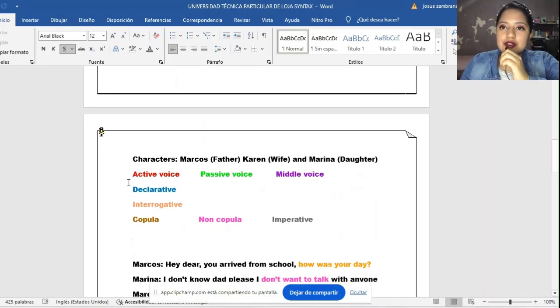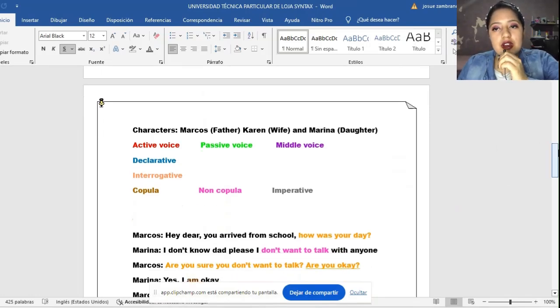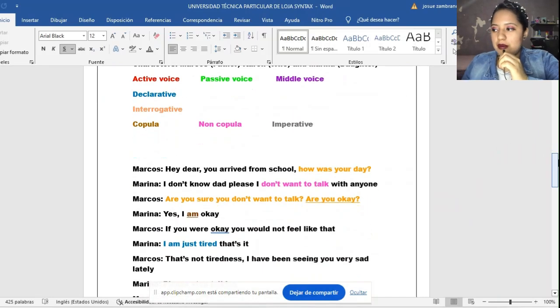Here are the syntactic constructions that will be highlighted in the story: the active voice, passive voice, middle voice, declarative, interrogative, copula, non-copula, and imperative. Each one of these has a respective color. I will talk briefly about the story.